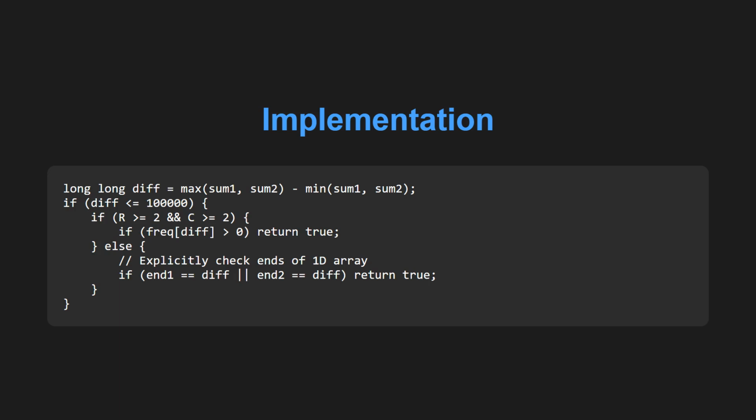Here is a snippet of the C++ implementation. We compute the total sum and use frequency arrays to track values in the top and bottom sections during our horizontal sweep. We do the same for the left and right sections in a vertical sweep. For edge cases where a section has only one row or one column, we explicitly check its end cells since removing a middle cell would disconnect the section.